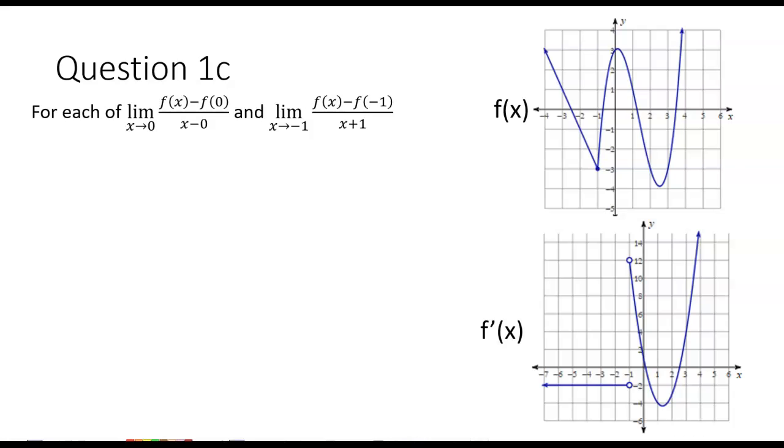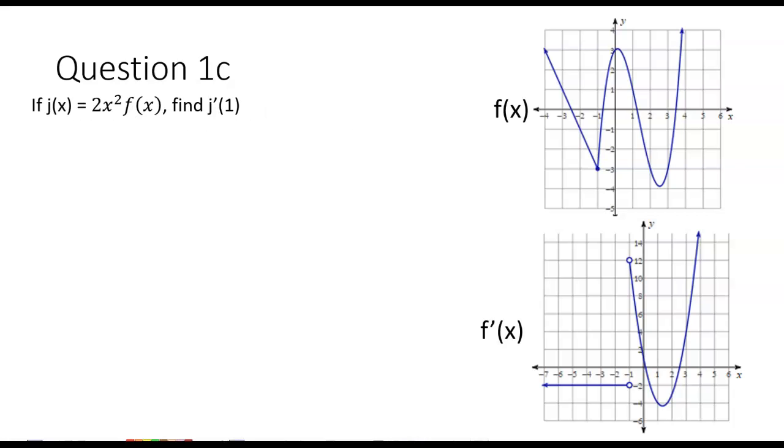Okay? All right. Let's go ahead and move on to question 1. I think it's supposed to say 1D at this point. All right, so here we go. So if j equals this, find j prime of 1. So j prime is first. So that's going to be another product rule.